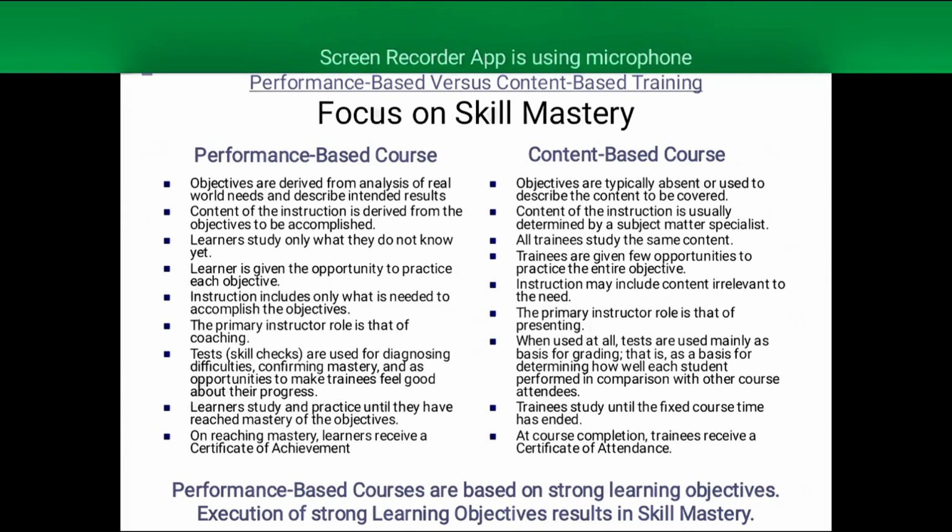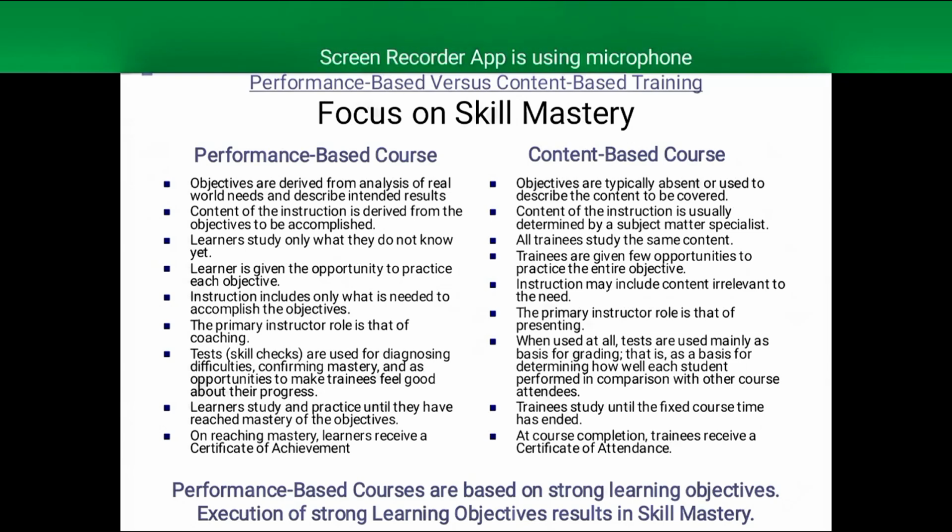In a performance-based course, the primary instructor role is that of coaching, while in a content-based course, the primary instructor role is that of presenting. In performance-based courses, skill checks are used for diagnosing difficulties, confirming mastery, and as opportunities to make trainees feel good about their progress. In content-based courses, when used at all, tests are used mainly as a basis for grading, and for determining how well each student is performing in comparison with other course attendees.